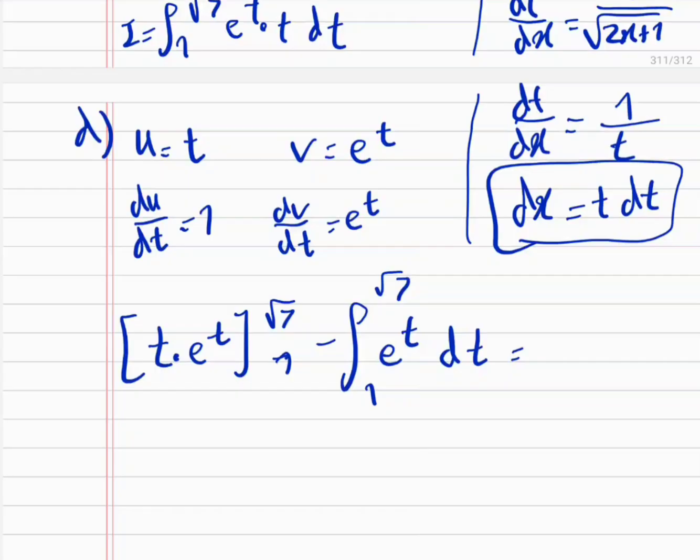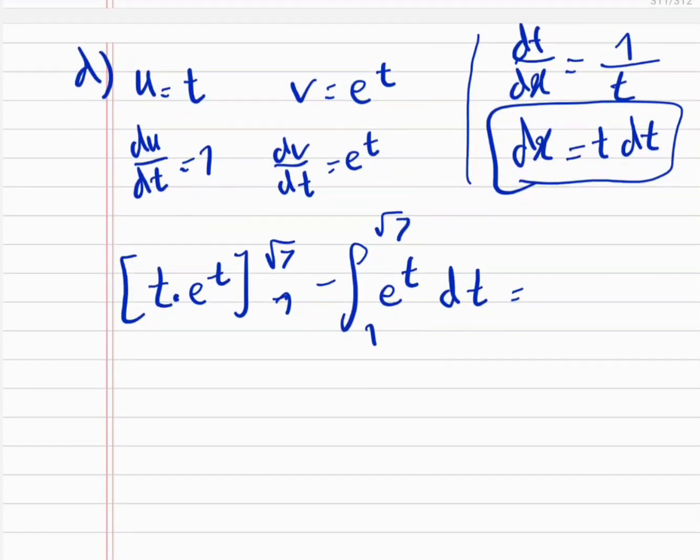And at this point we just have a very simple integration, because e to the power of t obviously integrates to e to the power of t again. And yeah, so we now need to substitute the limits and just solve this. So root 7 substituted is root 7 e to the power root 7, and then minus simply e.